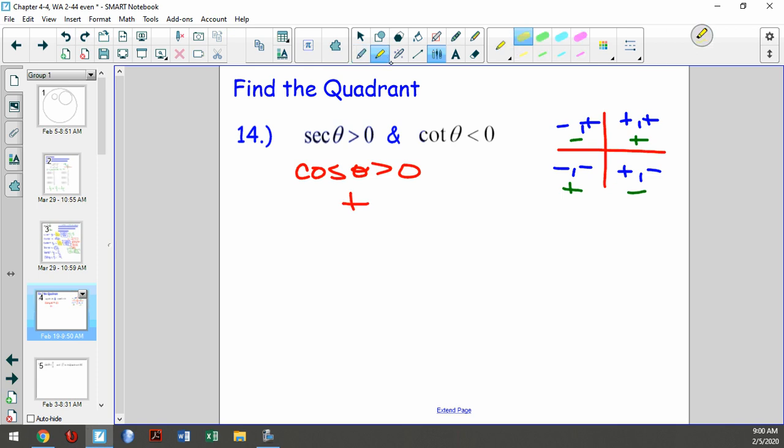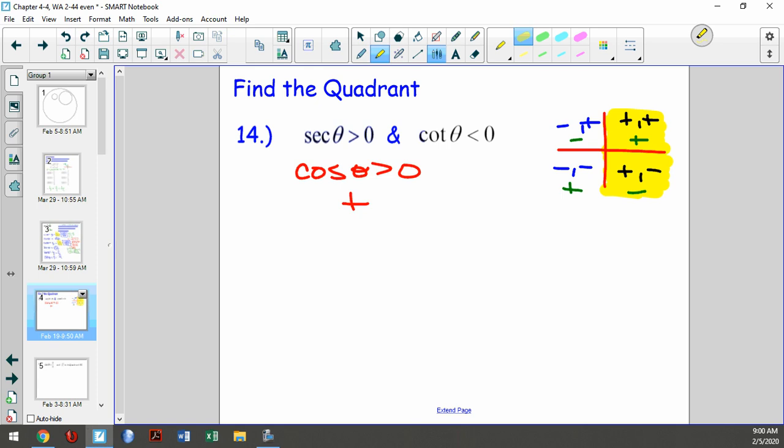All right, well, where is my cosine positive? What 2 quadrants is my cosine positive? 1 and... Cosine is your x. So what other quadrant is cosine positive? 4. So I'm in either quadrant 1 or I'm in quadrant 4. Do we all understand that?